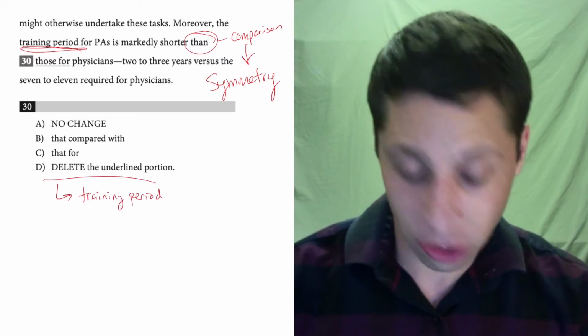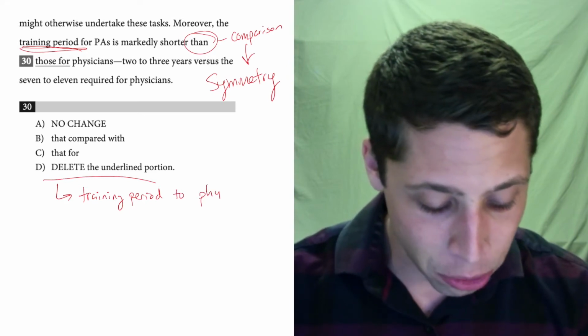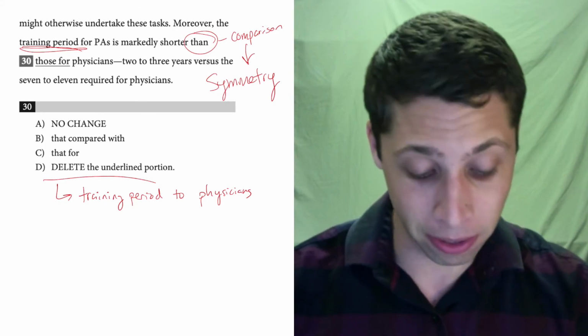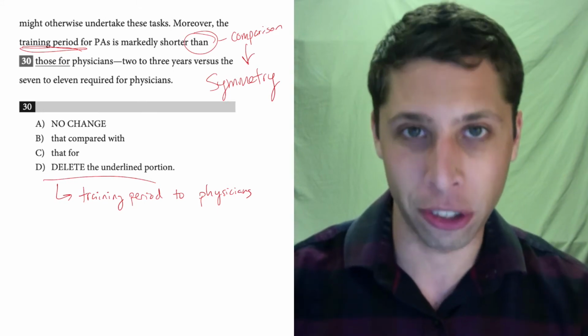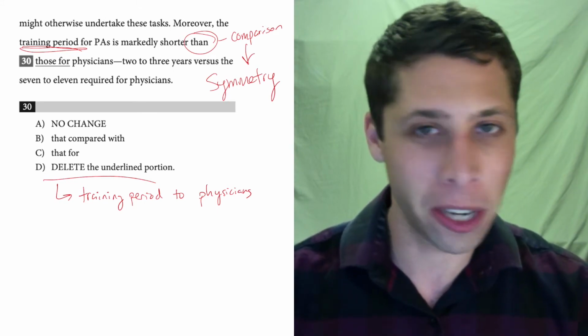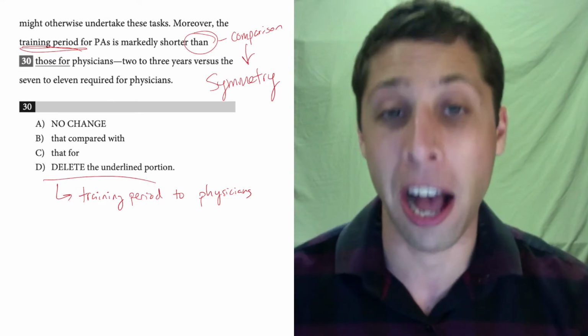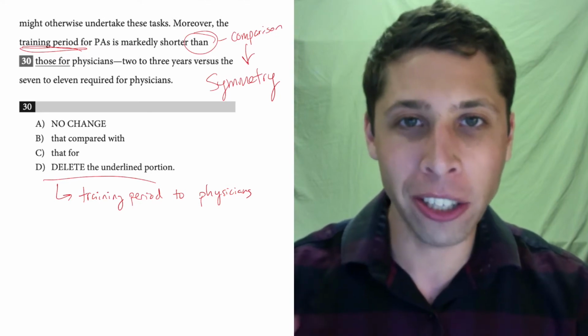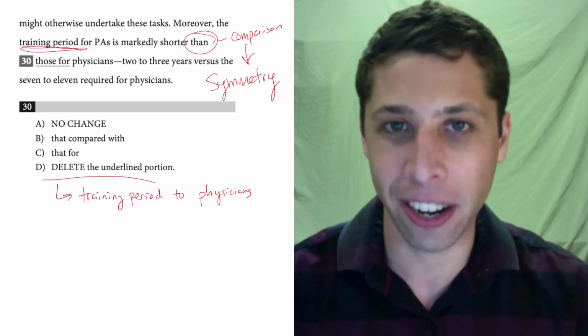to the physicians. And if we were doing that, we would be saying something a little ridiculous. We would be saying that the training period is shorter than the physicians, meaning the training period, which has a length of time, is shorter than the physicians who just have a height. So we're not trying to talk about the physician's height. That is not correct here.